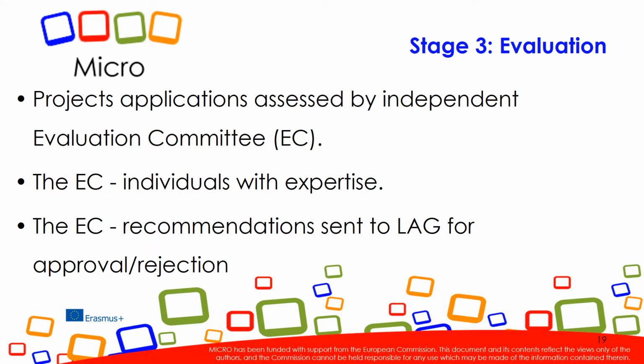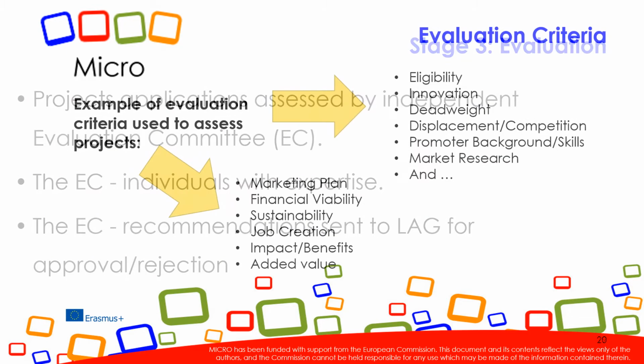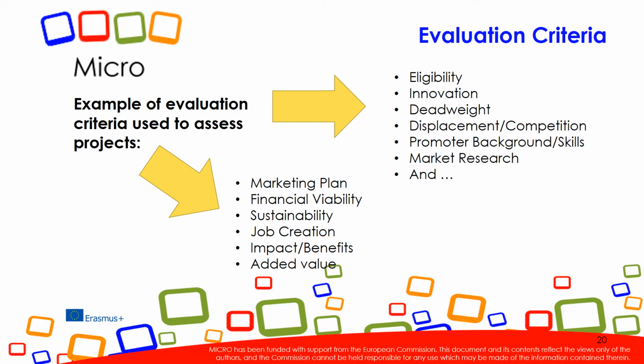Stage 3 is the evaluation, where the project applications are assessed by the independent evaluation committee that we referred to earlier. This evaluation committee is made up of individuals who have expertise in the area, and the recommendations of this committee are sent to the local action group, or the LAG, for their approval or rejection. In this slide, we present some of the criteria that are used in deciding whether a project proposal is being recommended for acceptance or rejection.